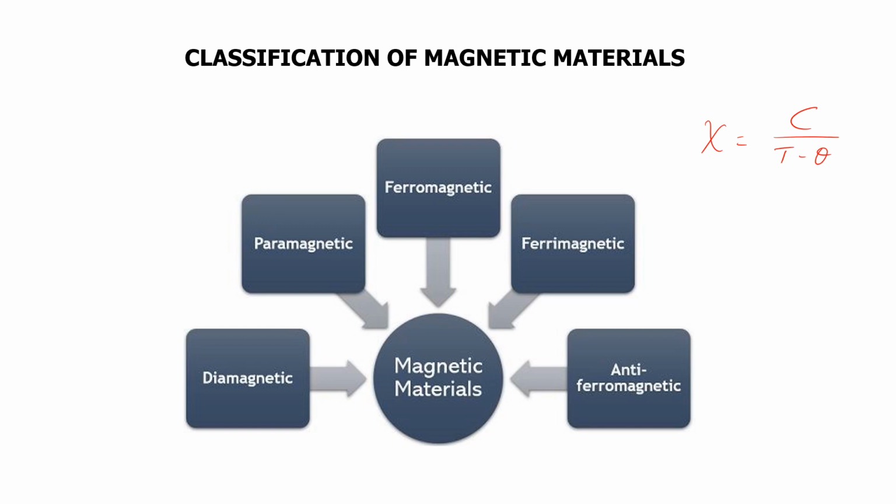Permeability is always greater than 1 and they possess a permanent magnetic dipole moment. When the temperature is less than the Curie temperature, this paramagnetic material will become diamagnetic. Examples to quote: copper sulfate, manganese sulfate, platinum.